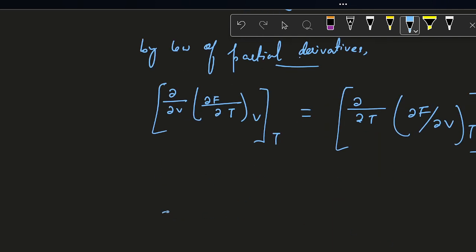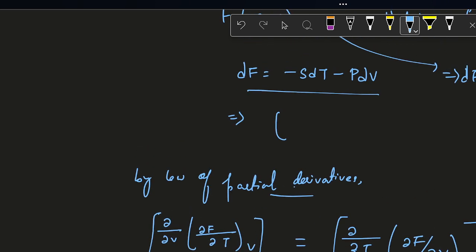Once that is done, from here you know what is del F del T at V constant. So just compare. If we compare the coefficient of dT on these two terms of dF, then you get that del F del T at V constant is nothing but minus S, negative of entropy. And if you again compare the values of coefficients of dV on both the equations, then you get that minus P is your value of del F del V at T constant.